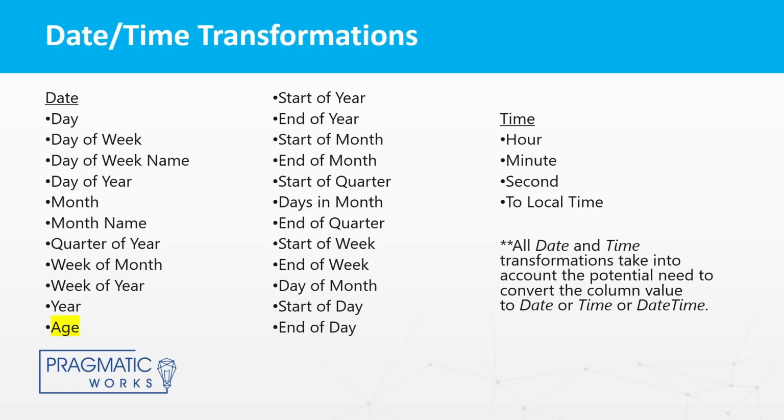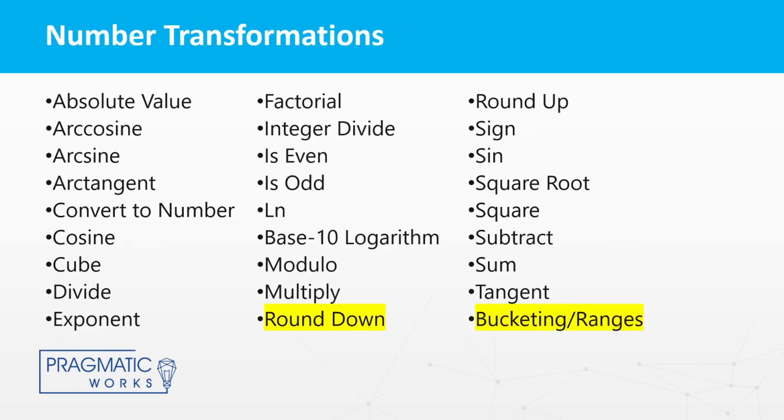And just something to note that you will need to make sure after you use the add column from example that you change it to the specific data type. So if it's regarding date, you want to make sure it's a date or date time. That specific data type needs to be selected. Number transformations, there are a lot of number options that we have available. We're going to be focusing in on the round down and creating buckets or ranges inside of our table.